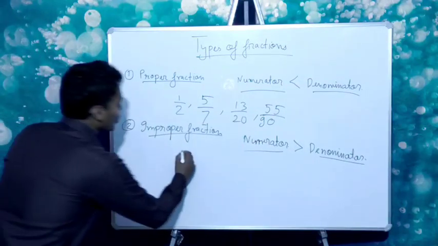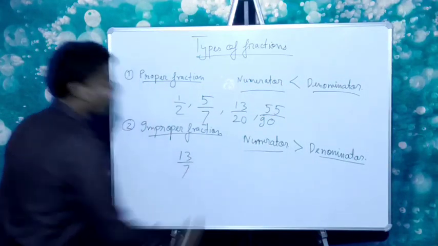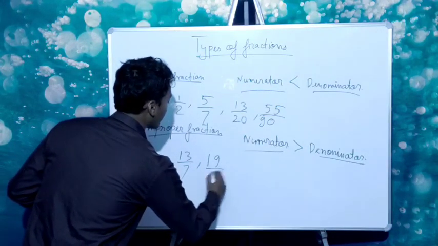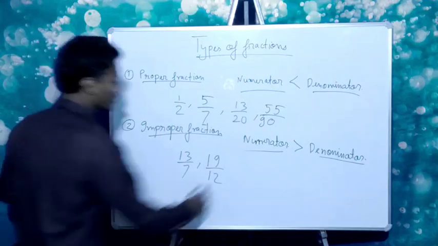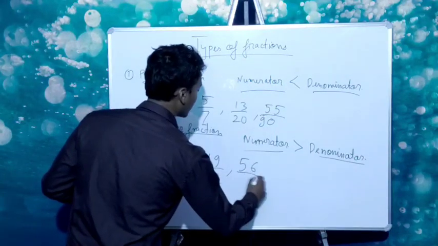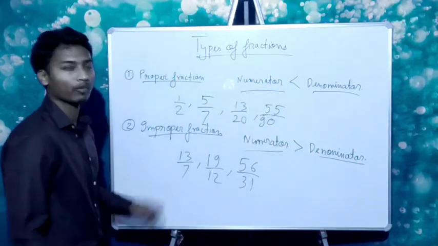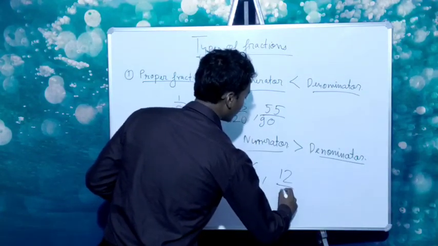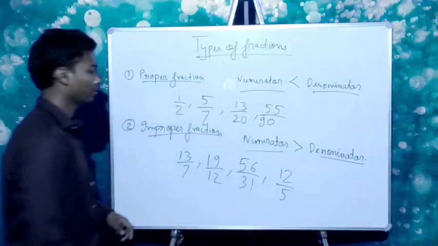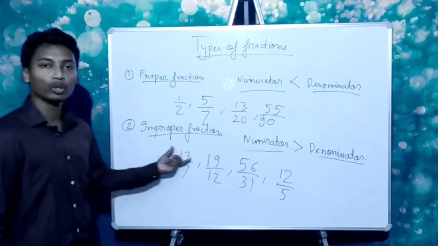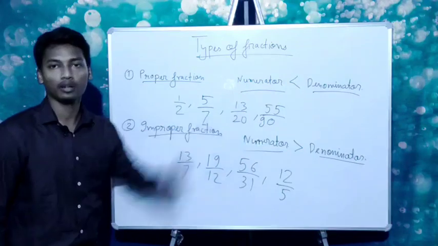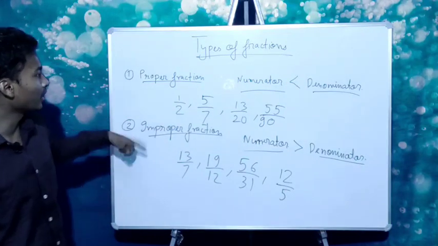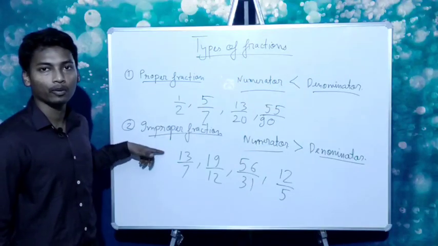So we can say 13 by 7 is an improper fraction. 19 by 12 is an improper fraction. 56 by 31 is an improper fraction. 12 by 5 is an improper fraction because the numerator is greater than the denominator. So you understand the difference between proper and improper fraction now.